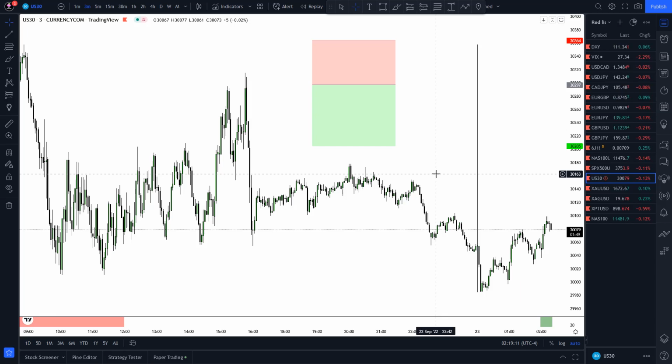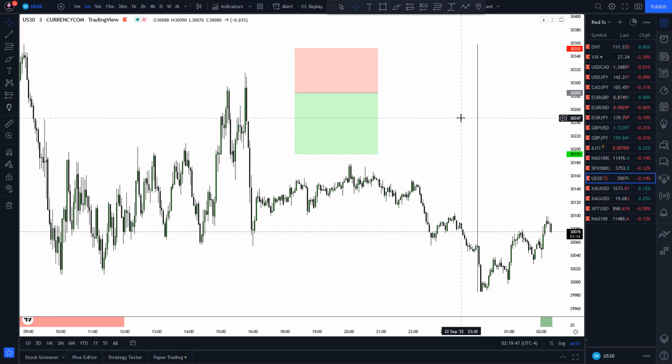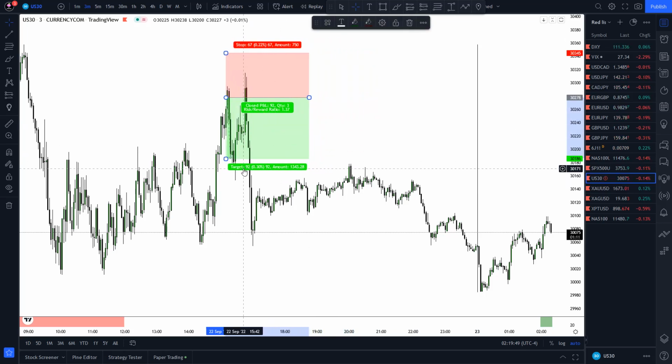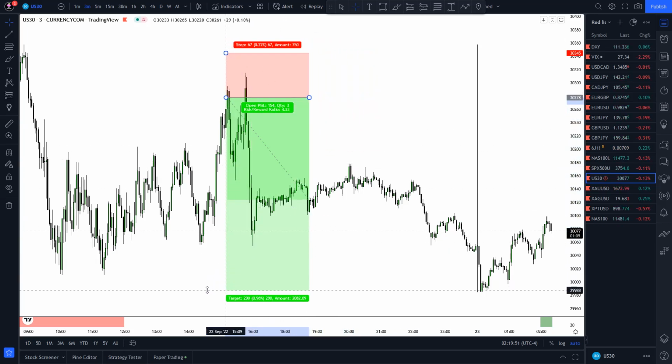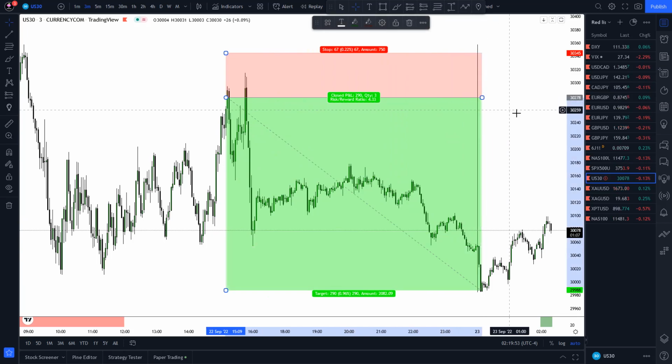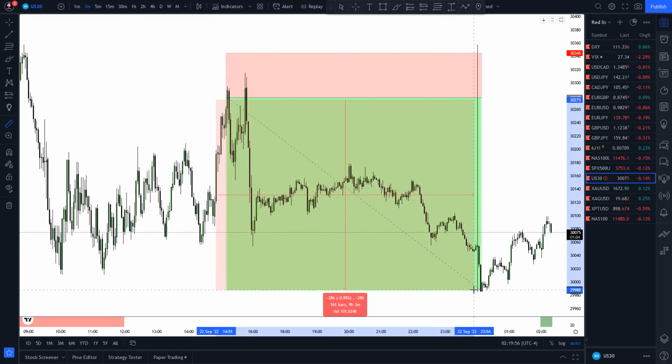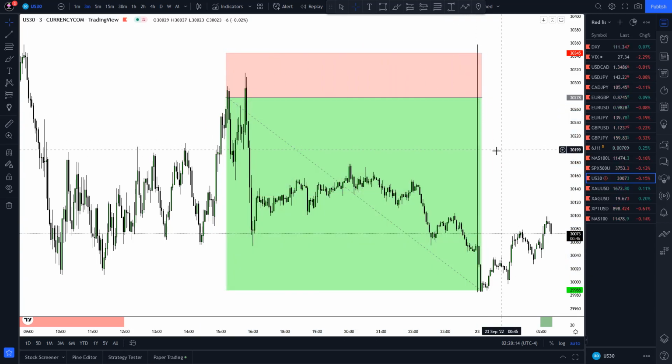It was the 22nd of September on the Dow Jones, the US 30, and in this video I'll be going over my thoughts and analysis that led us to capture this chunky bearish move that spans just around 300 points. So stick around if you'd like to know how to capture moves just like this one in the future.